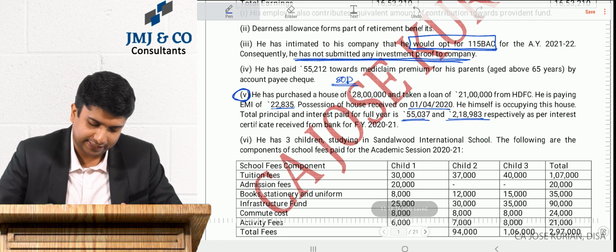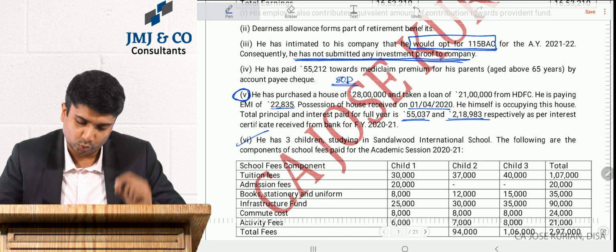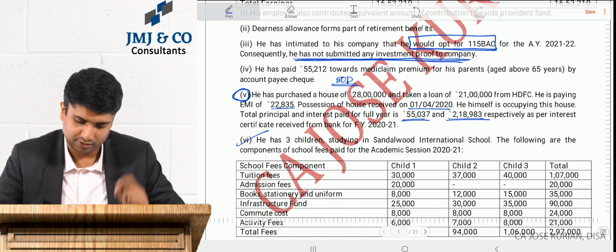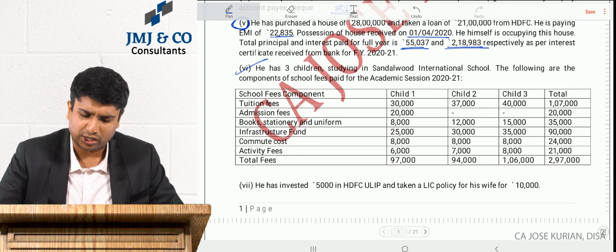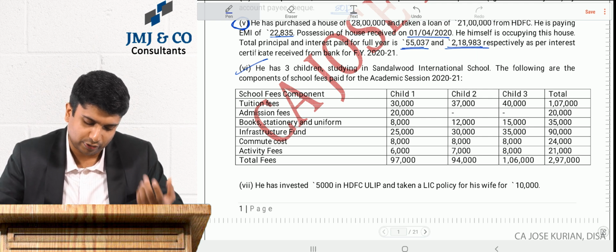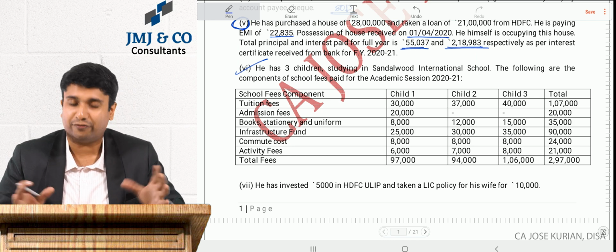Again, there are a few more details, that is, he has 3 children studying in Sandalwood International School and the following are the components of school fees paid for the academic session. So there is child 1, child 2, child 3, and tuition fees, admission fees, books, stationery and uniform, infrastructure fund, then commute cost, activity fee and total fees is also given.